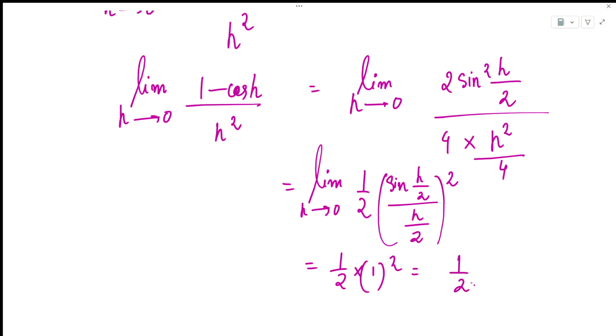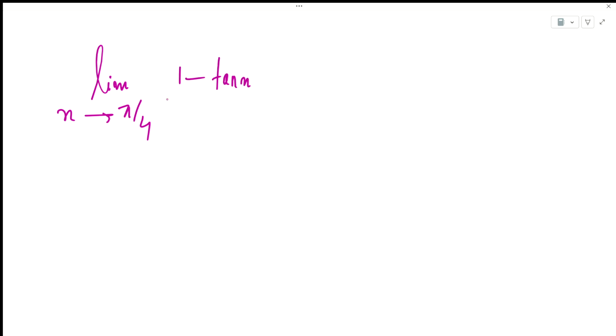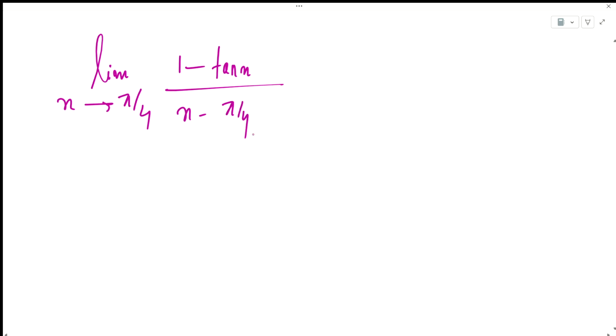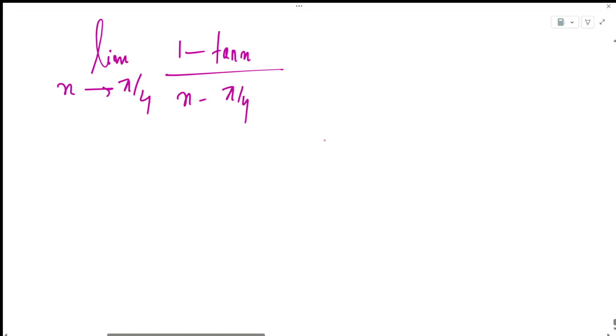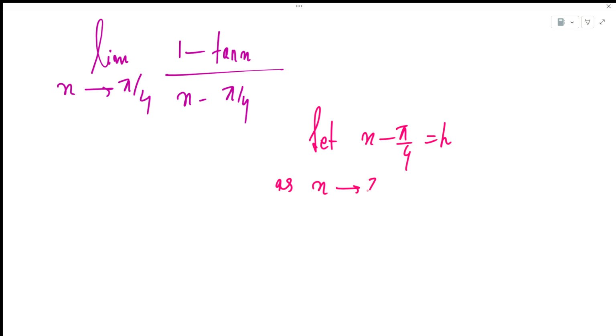Okay, so moving on to the next one, we have limit x tends to pi by 4, 1 minus tan x upon x minus pi by 4. So what I'm gonna do is I'm gonna let the denominator again be h. So let x minus pi by 4 equal to h. So as x tends to pi by 4, h will tend to 0, right?